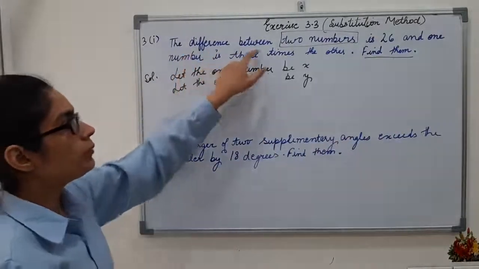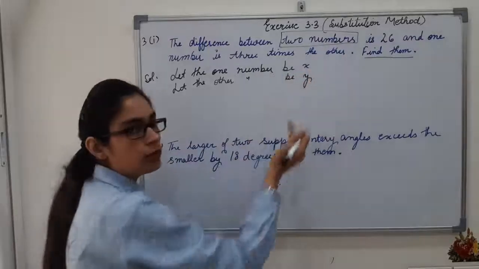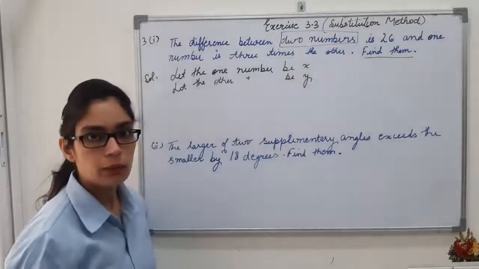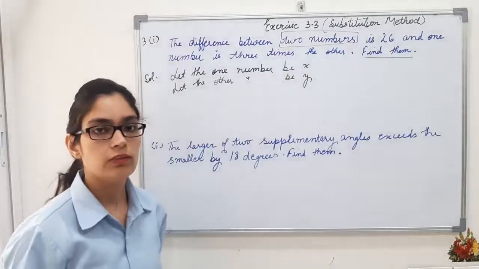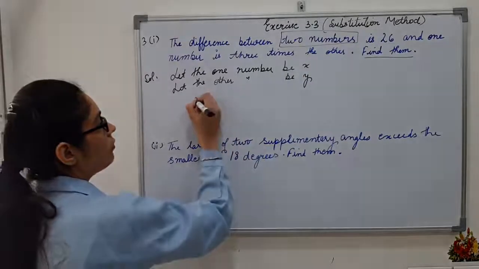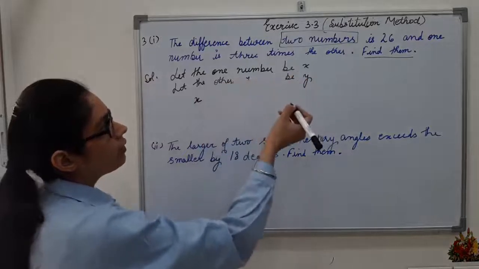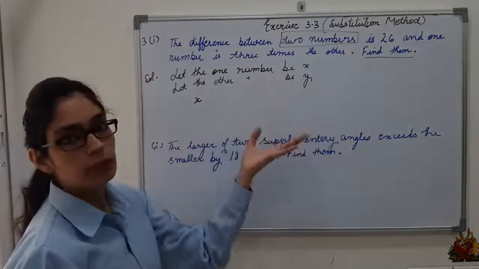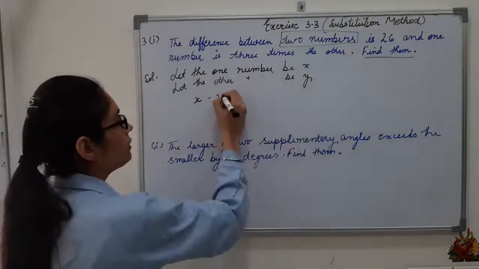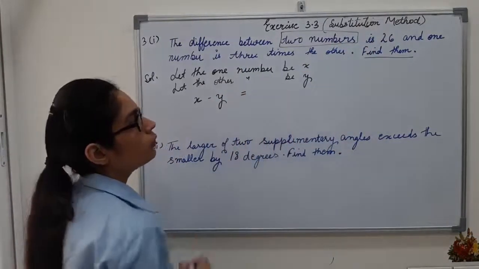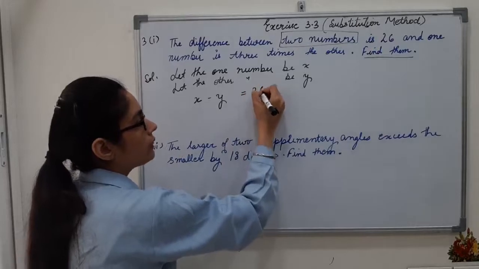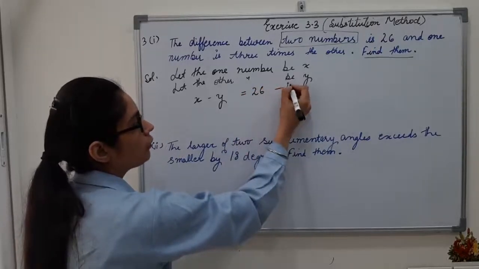The difference between two numbers. Now we know our two numbers, one is x and the other one is y. They are telling us the difference. Difference is subtraction or minus. It's very much clear, it's written difference between two numbers. It is x minus y equals to 26. This will be our first equation.